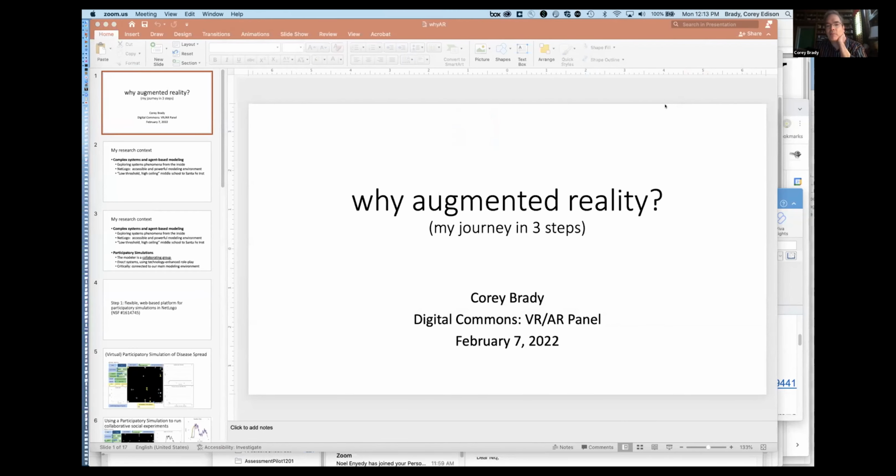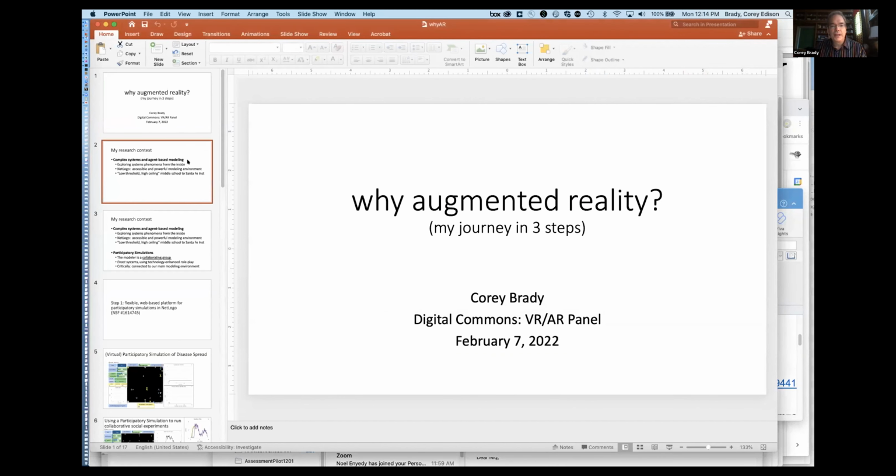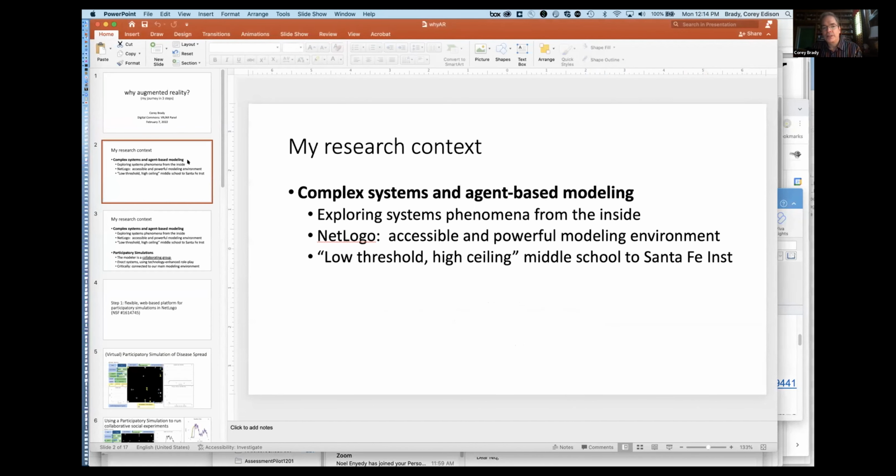So I wanted to talk about why I went to augmented reality. It's a little bit of a fire hose because I need to show you a sweep of about 10 years of research. But hopefully you see how each step was motivated and what I got out of each step. So first, the context of my research is around complex systems and agent-based modeling.